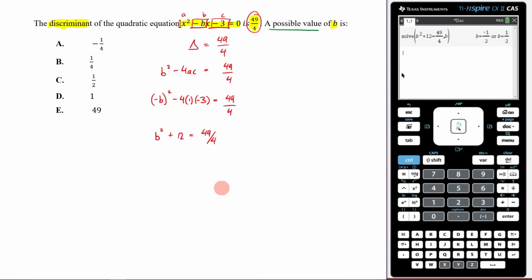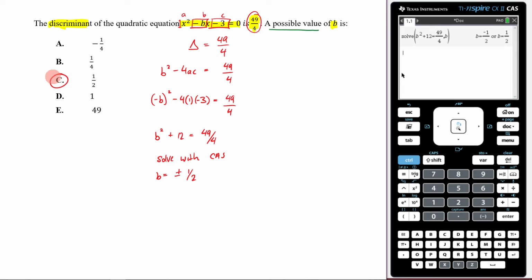So a possible value of b, once you've used your CAS here, so I'm going to write in what I've done. So solve with CAS. And then b is equal to plus or minus a half. That means that C has to be my answer.